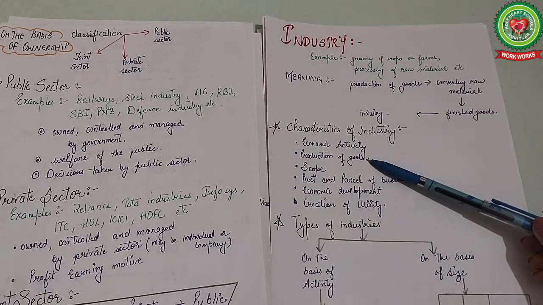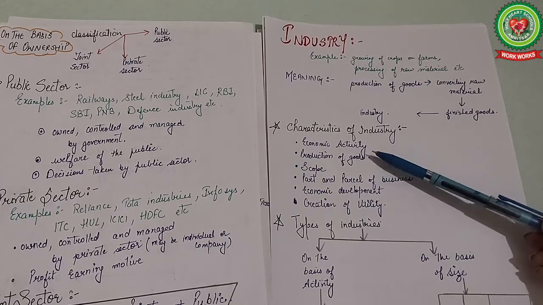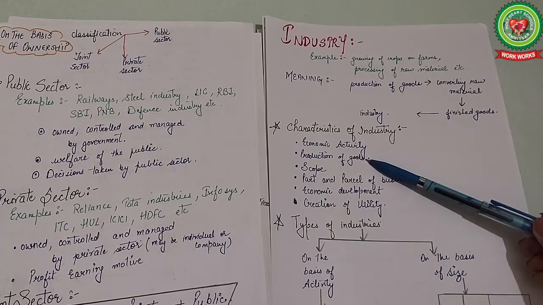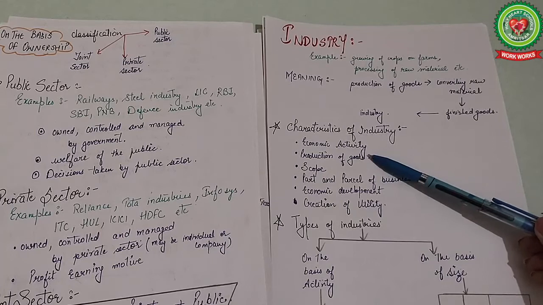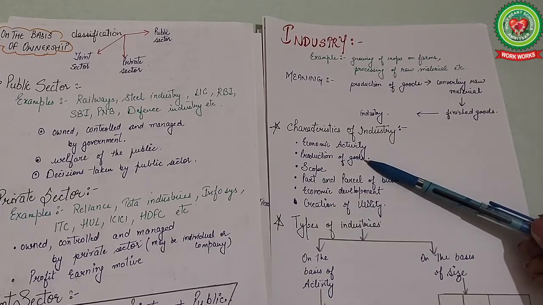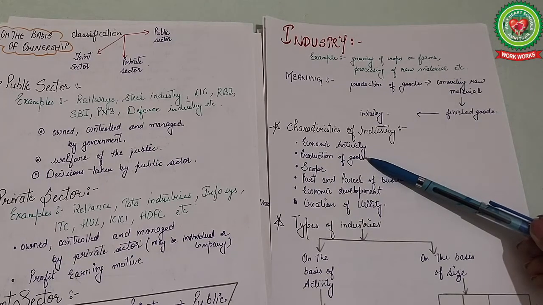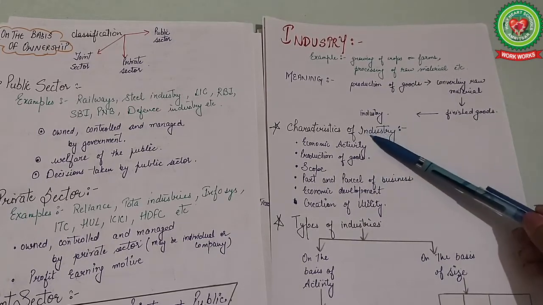Next is the production of goods. Industry deals with the production of goods and services that satisfy human wants. The production of goods should be on a continuous basis, and the goods may be consumer goods or producer goods that are used for further production or that may not be used for further production. Then it is involved in the industry.